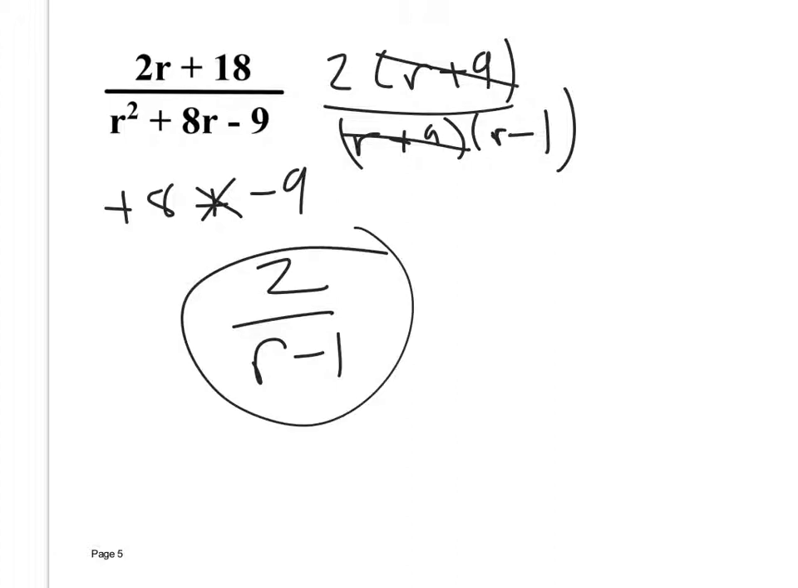But I still have to state the excluded values. What can R not be? 1. Okay. R cannot be 1. If it's 0, 0 minus 1 is negative 1. That's fine. No big deal. So R can't be 1. But there's also something else R can't be. What is it?